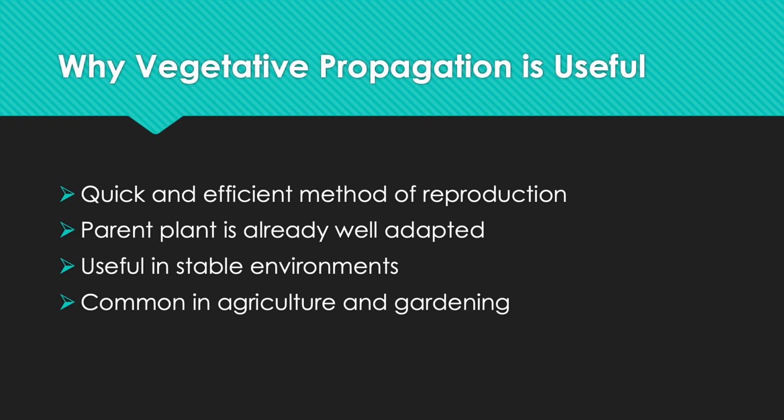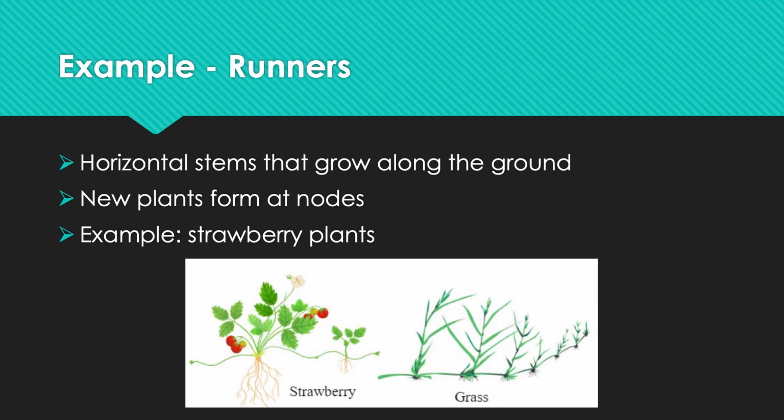By carrying out vegetative propagation, plants can reproduce quickly and efficiently, especially in stable environments where the parent plant has already well adapted. It is a method which is common in agriculture when farmers only want to grow the plants with desired characteristics. There are several types of natural vegetative propagation.